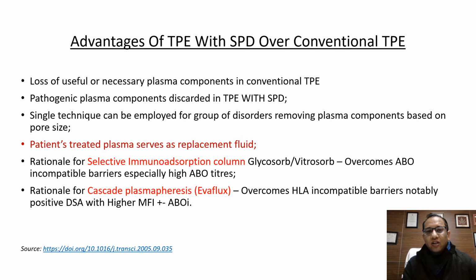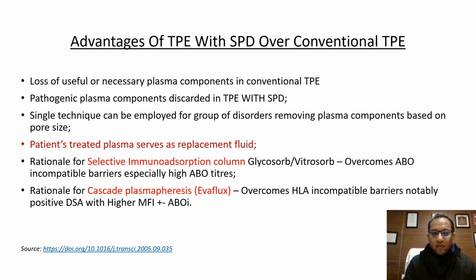So what is the advantage of plasma exchange with secondary plasma device? This is a device that we attach like a filter over the conventional plasma exchange. So generally we do not require replacement fluid. The patient's treated plasma serves as a replacement fluid. So basically all the plasma goes through this filter. I'll tell you about the circuit, and then the same plasma goes back to the patient. So it's not like you are supplementing plasma from outside.